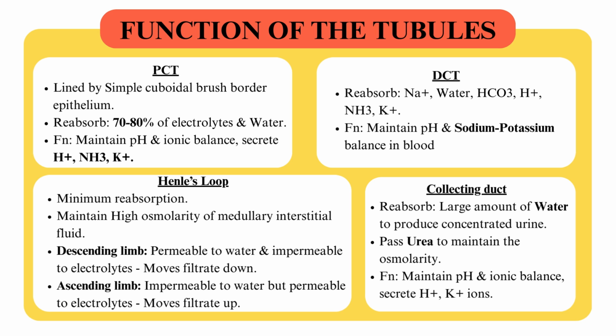Next one is DCT. DCT reabsorbs Na+ ions, water, HCO3-, and secretes H+ ions, NH3, K+ ions. The main function of the DCT is to maintain pH and sodium-potassium balance in blood. Last tubule is collecting duct. It reabsorbs large amount of water to produce concentrated urine. Urea passes through the collecting duct to maintain the osmolarity. The main function of the collecting duct is to maintain pH and ionic balance, and secrete H+ and K+ ions.